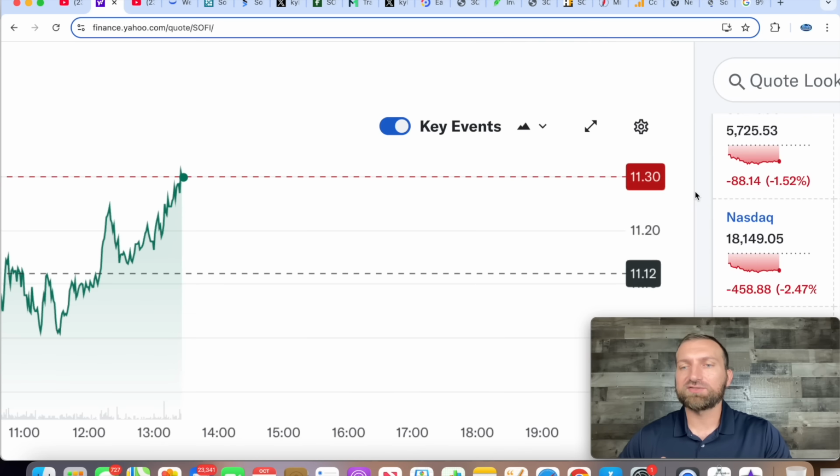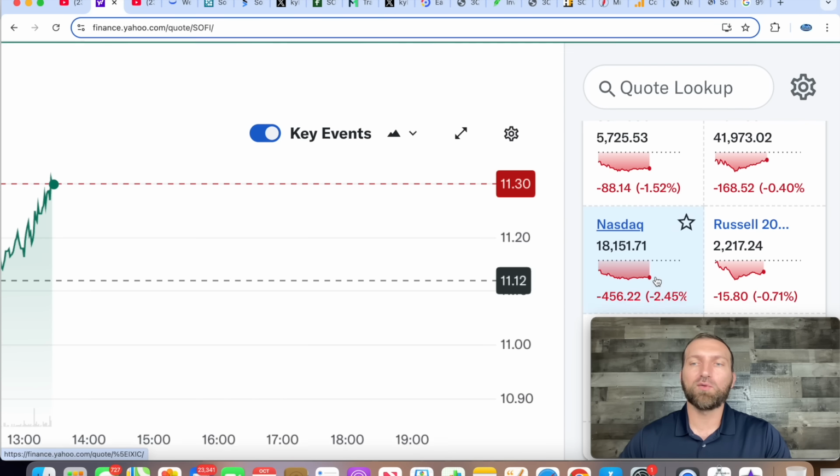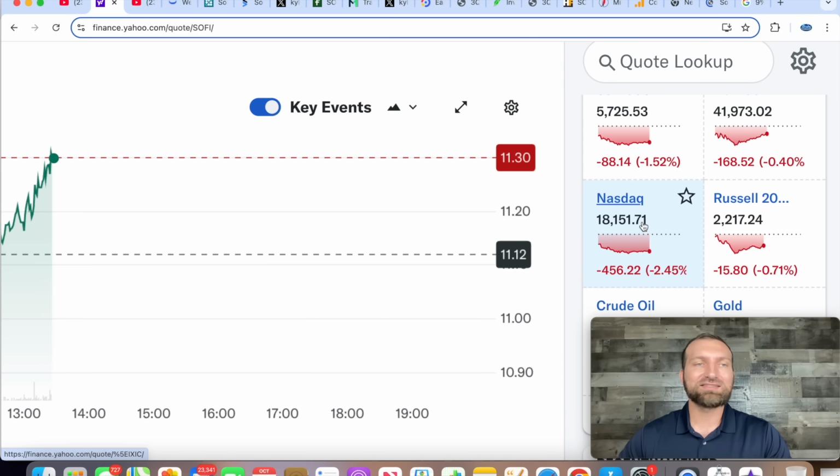And just look at the indexes right now, guys. We got the NASDAQ down 2.4%. Okay, tech heavy NASDAQ almost getting clipped, 2.5%. Absolutely insane the strength we're getting behind the SoFi company.